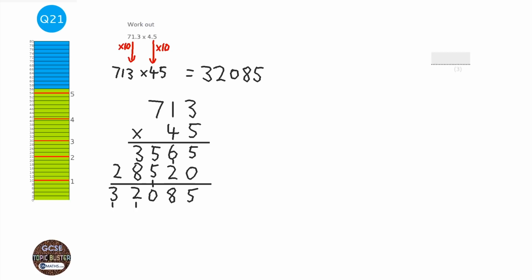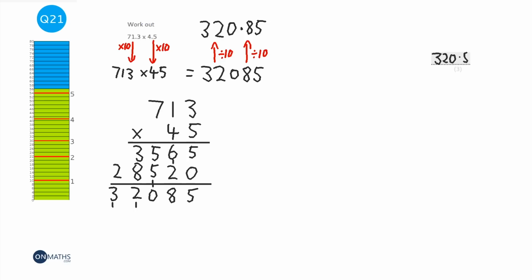32,085. But the problem is we times two numbers by 10, so we need to undo that, and we do that by dividing it by 10 and then dividing it by 10 again. So in total we've divided it by 100. So it's going to be 32 with a 0 and then 0.85. So the answer is 320.85.